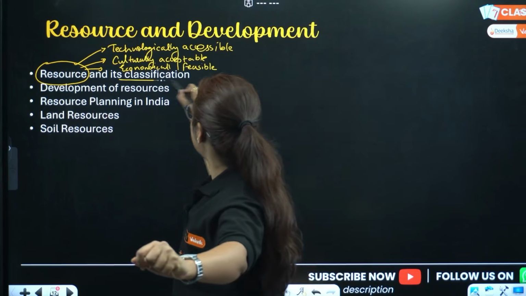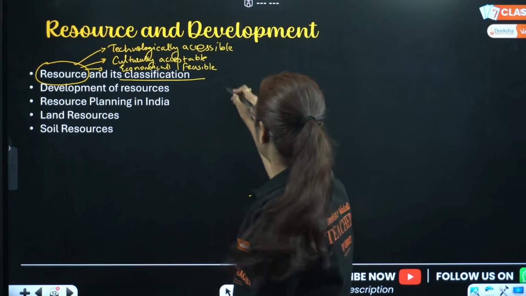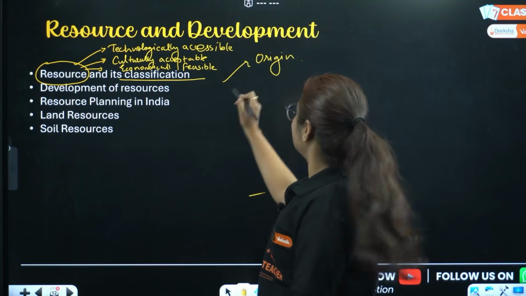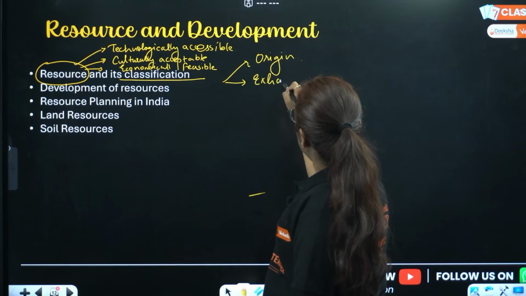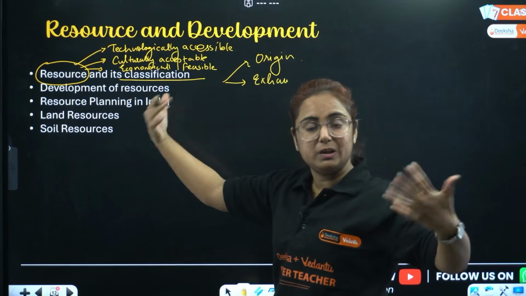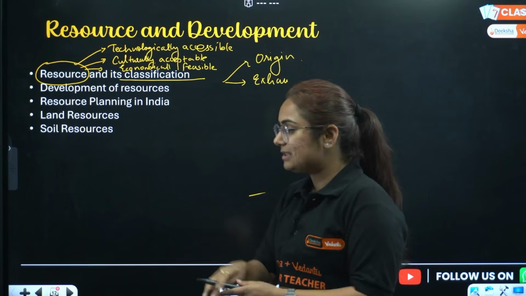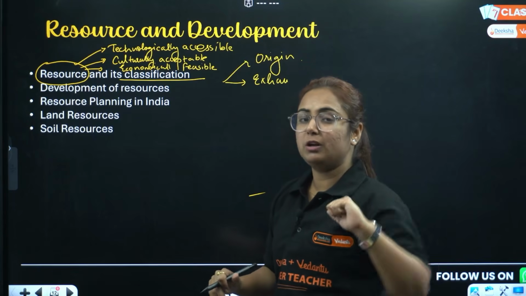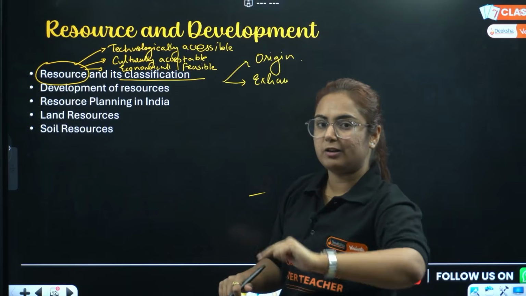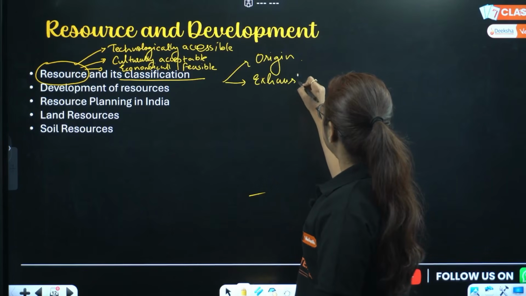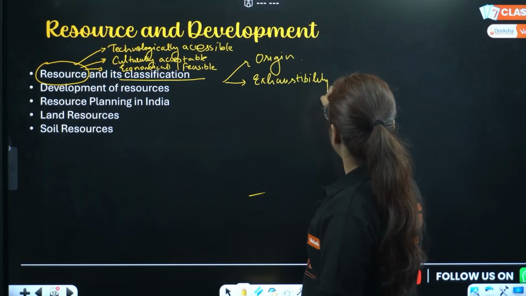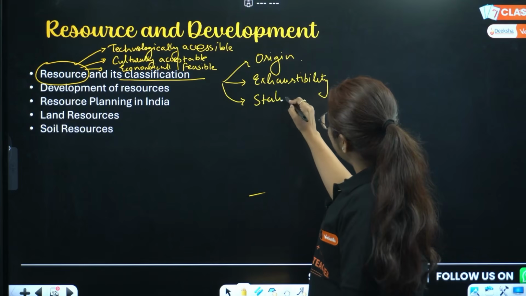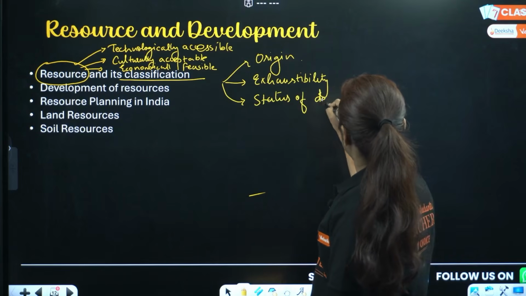So next is classification of resources. We classify resources on the basis of origin as biotic and abiotic. Very good. Think about the examples meanwhile I am teaching. This is not the way to study, just starting a video and listening to everything. No. The process is, if I am talking about origin, then think, okay, biotic, abiotic. Now, exhaustibility. What is the example? Renewable and non-renewable. Then we have status of development.